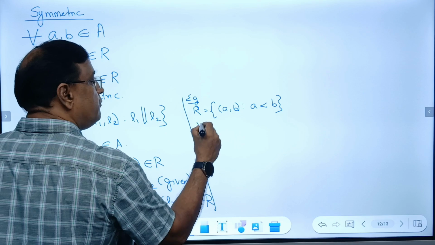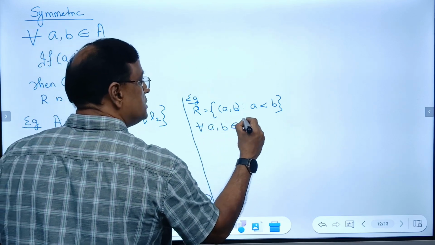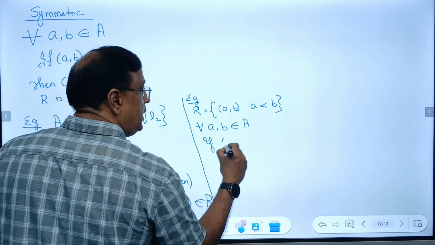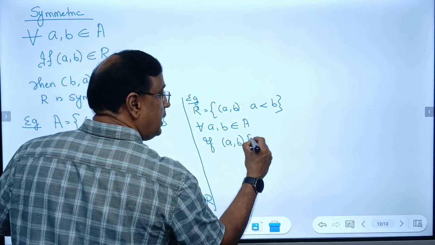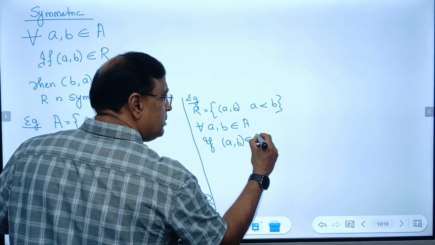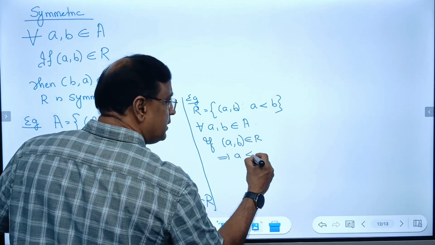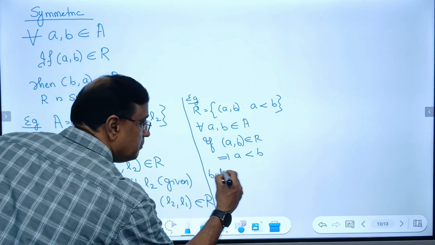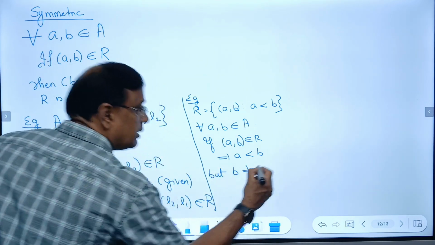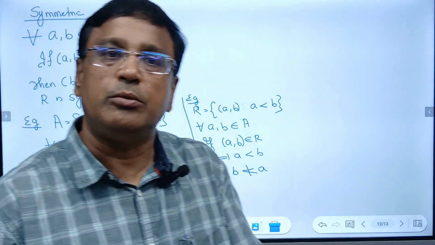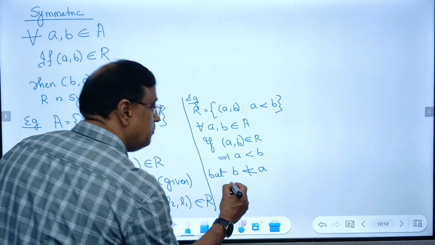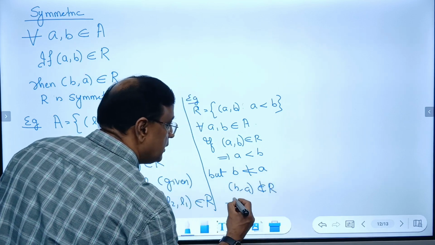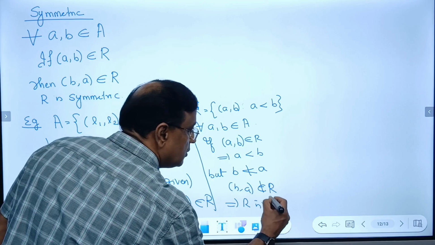Now, for every (A, B) belongs to set A, that is natural numbers, if A is related to B, that means what? A is definitely less than B. If it is true, then B cannot be less than A, correct? 1 is less than 2, 2 cannot be less than 1, correct? So (B, A) does not belong to R. This implies R is not symmetric.